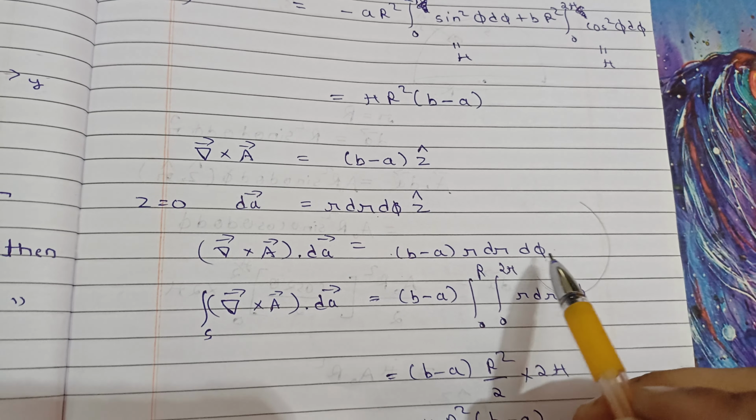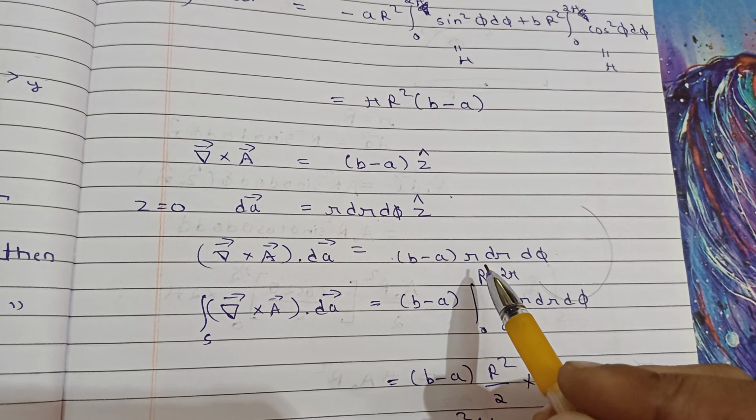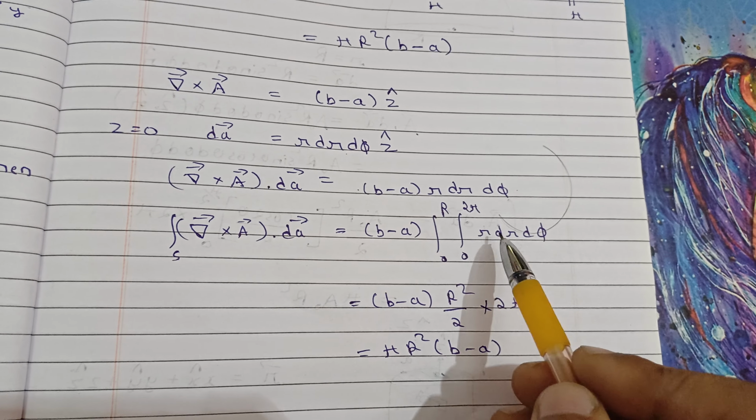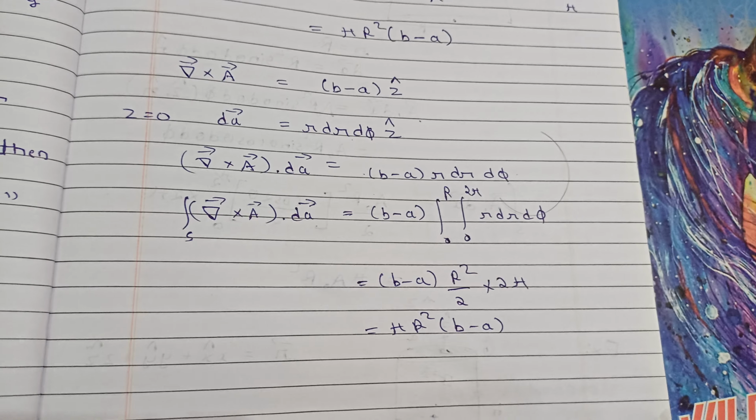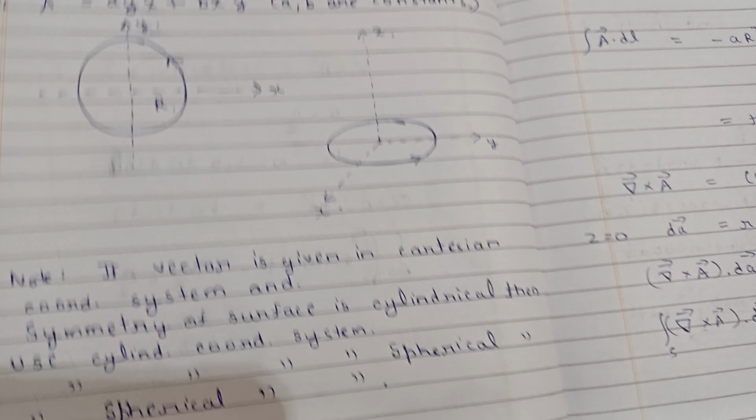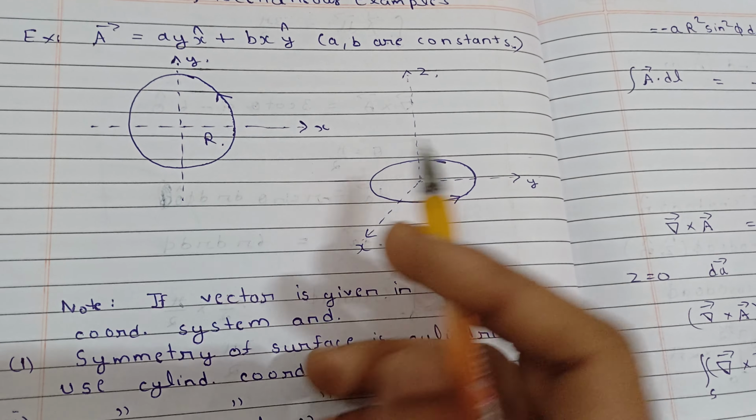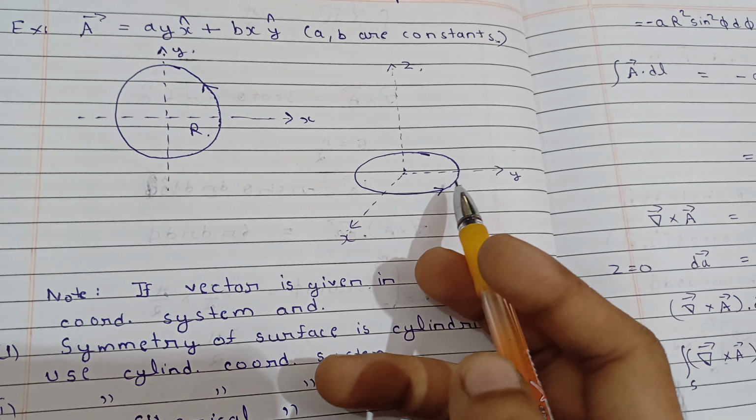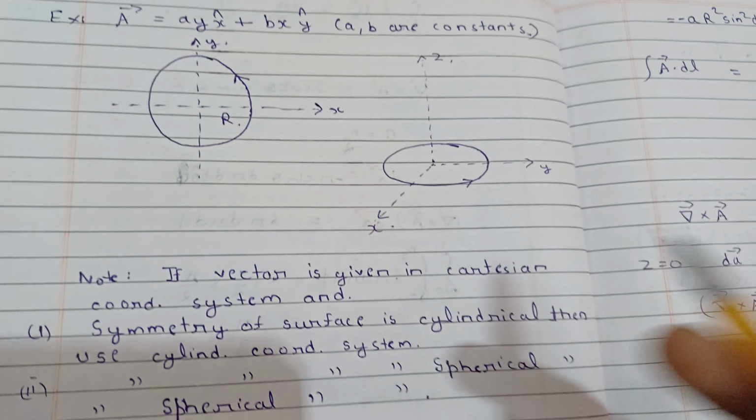Now you will take the surface integral, and here r is going from 0 to R, and phi is going from 0 to 2 pi. Just simply integrate this. It will give you R square by 2, meaning capital R square by 2, and d phi will give you 2 pi, so it will be pi R square (b minus a). So you are getting the same result as here. So we verified this, but the main thing we discussed here is the symmetry: how you recognize and visualize that it satisfies the cylindrical symmetry.